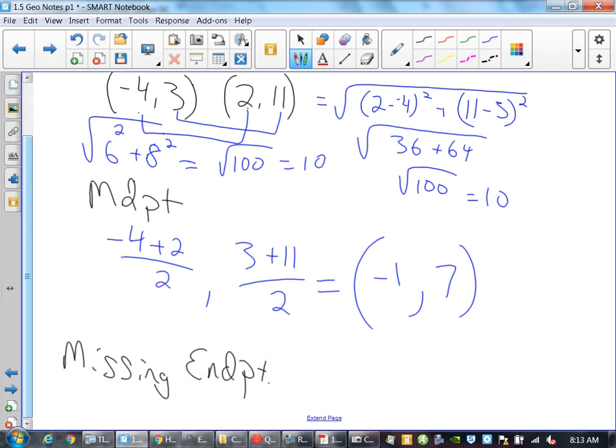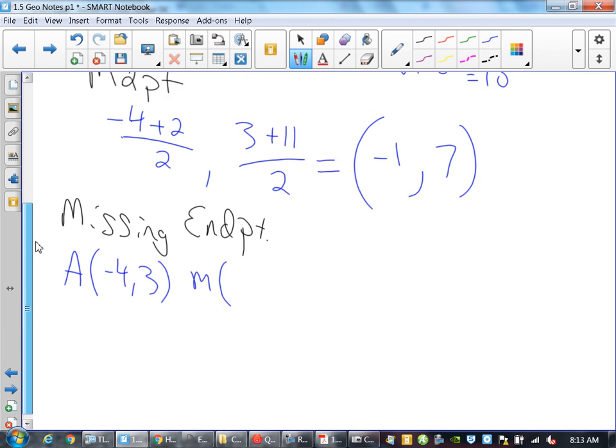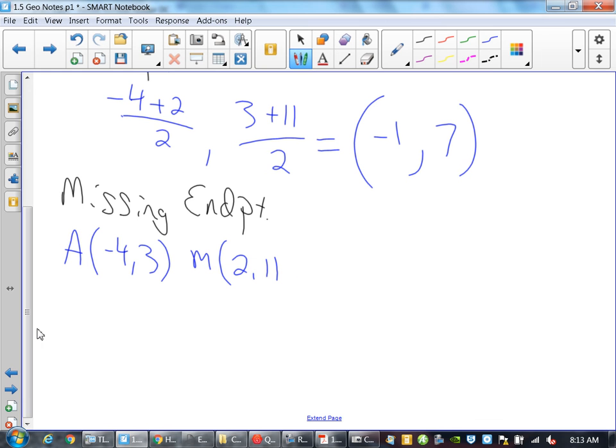Now, what if this was a missing endpoint problem? If we had one endpoint A at negative 4 and 3, the midpoint was at, what was it, 3 and 11? No, 2 and 11. It was 2 and 11. And we needed to figure out where B was. What did you do?